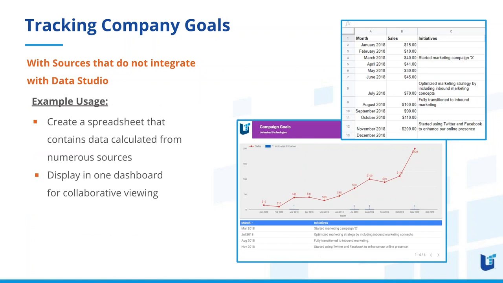A quick example to demonstrate this before I hand this over to Tim again. In the example dashboard here, I'm tracking the month, sales figures, and ongoing initiatives in one sheet. We display this in one dashboard to visually show how initiatives are impacting our sales figures. Let's talk about how your team members can interact with this data. Tim?